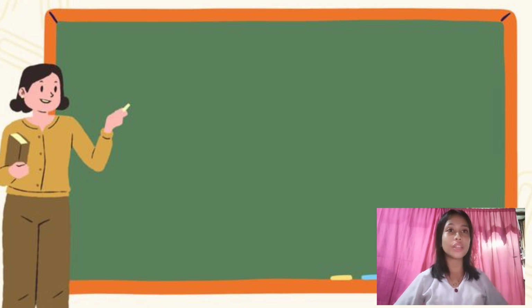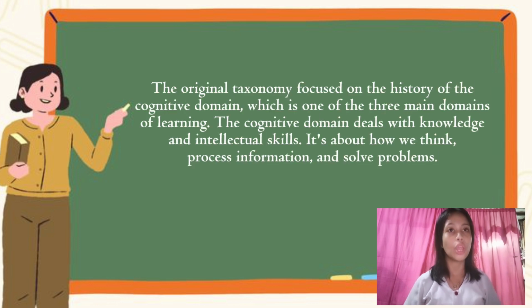The original taxonomy focused on the cognitive domain, which is one of the three domains of learning. The cognitive domain deals with knowledge and intellectual skills. It's about how we think, process information, and solve problems.